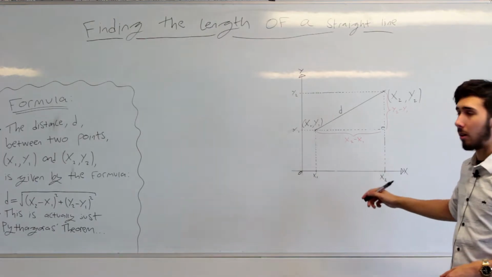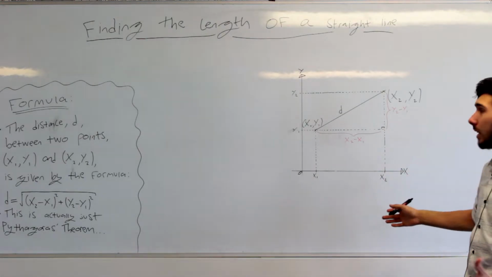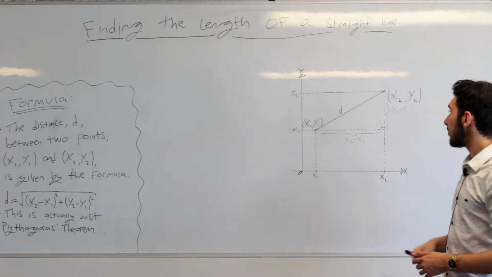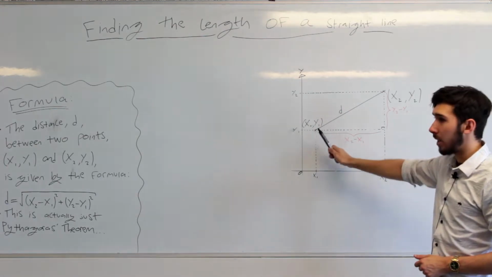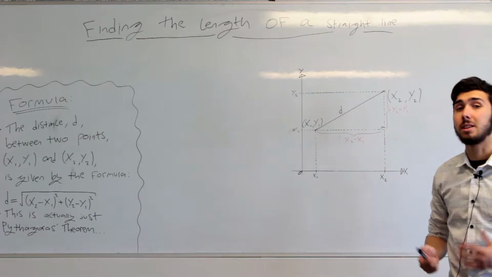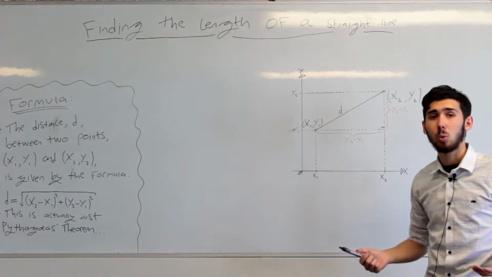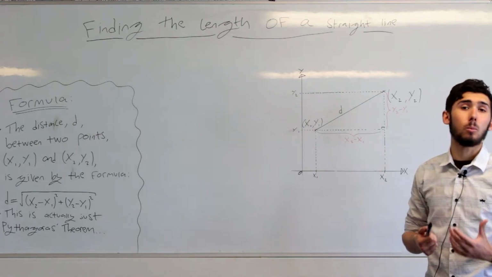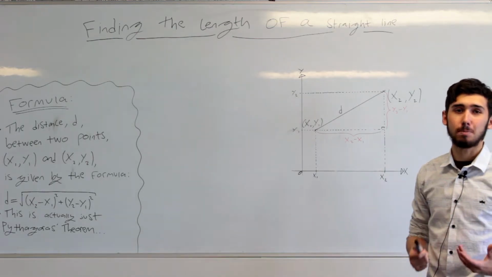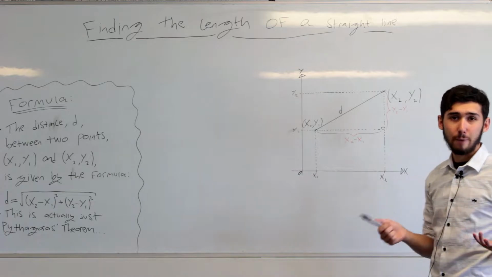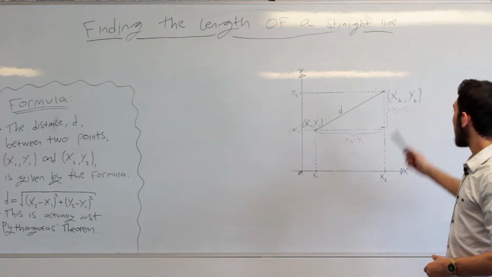I hope you can see this diagram. I do realise I probably should have drawn it slightly larger, but I hope you can see it. This is x1, y1, this point here. Again, it's an arbitrary point. It doesn't matter what it is. All we know is it just has some x coordinate of x1 and it has some y coordinate of y1. It doesn't matter what they are. It's just there for a formula to be used.